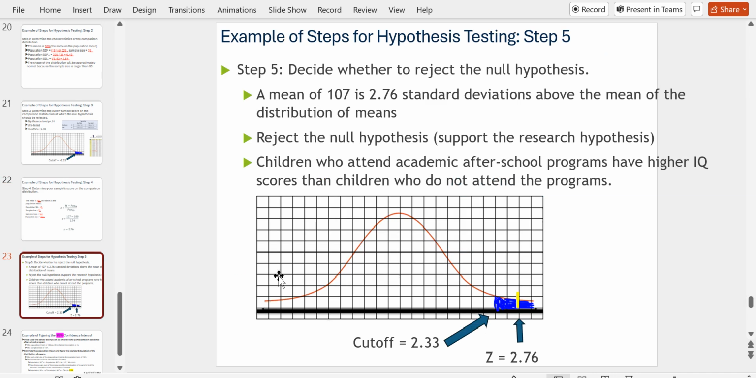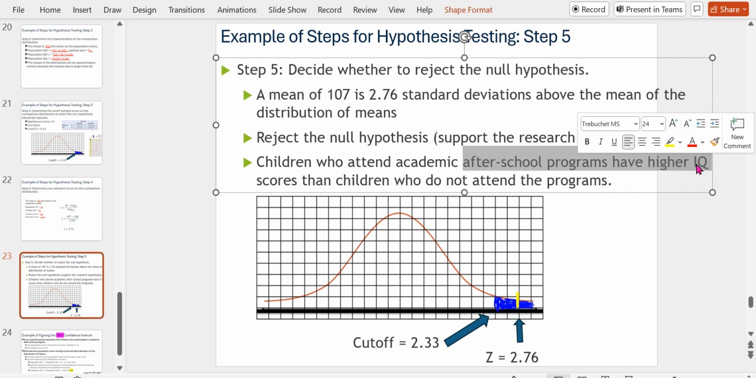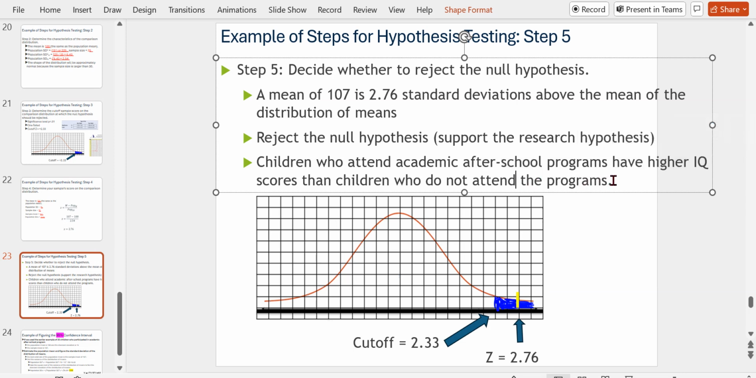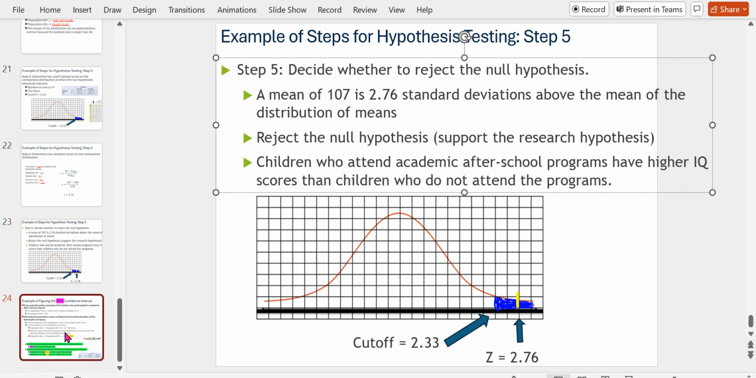So what does all that mean? There's your cutoff score, 2.33. Z is 2.76. Reject the null. The kids in the after-school program most definitely have a higher IQ score than children who do not. And that's one of the things I want to talk about for the assignment, is that we want you guys to make an opinion, make a judgment call.